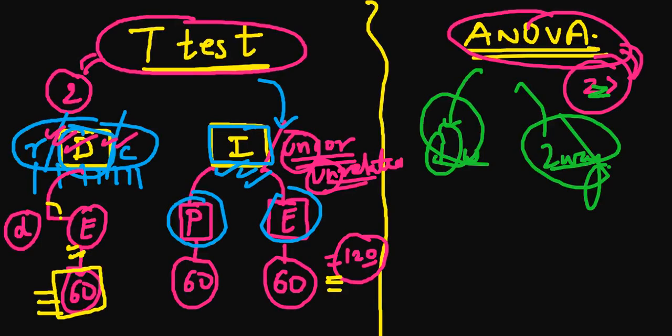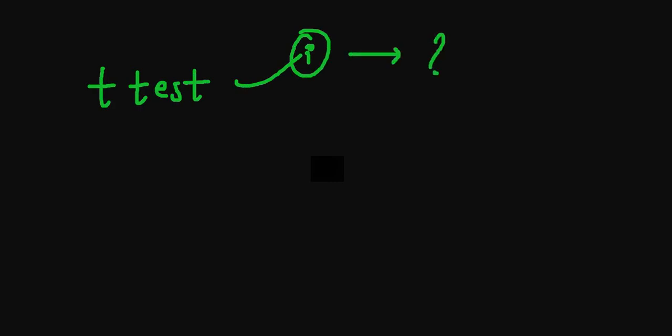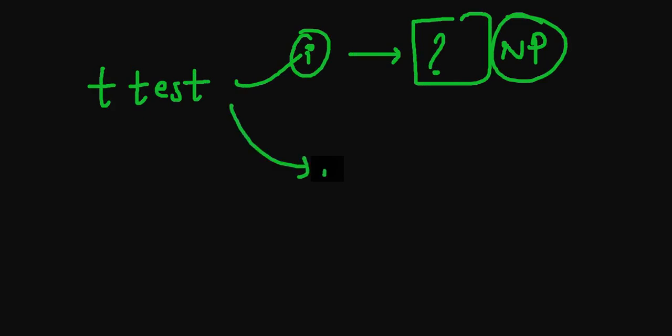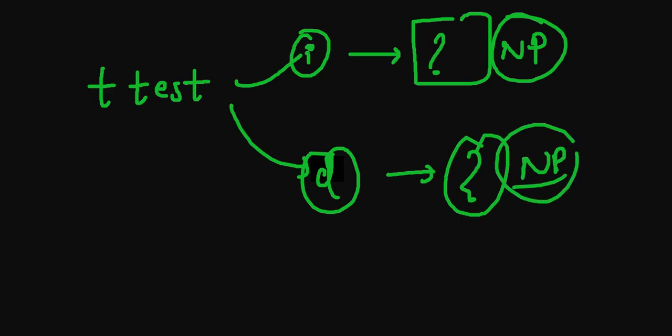Now, why am I telling you all this? Because for the t-test, when we have the independent sample, what will we use as the non-parametric alternative? That is the question. And when we have the dependent sample, what will we use as the non-parametric test? Whenever we have the independent sample, we will use the Mann-Whitney U test.